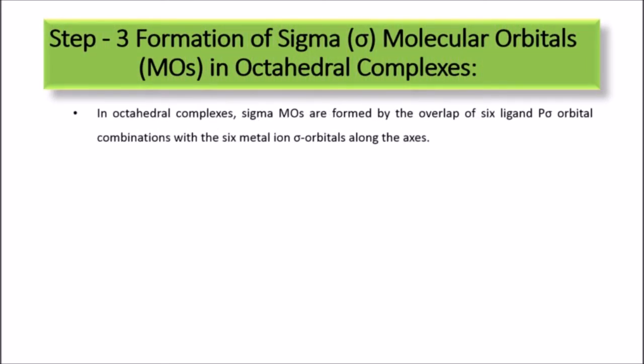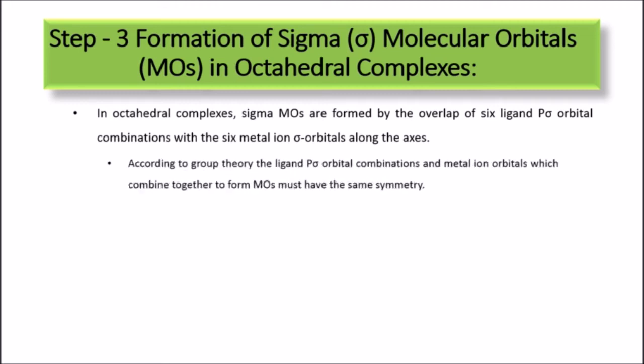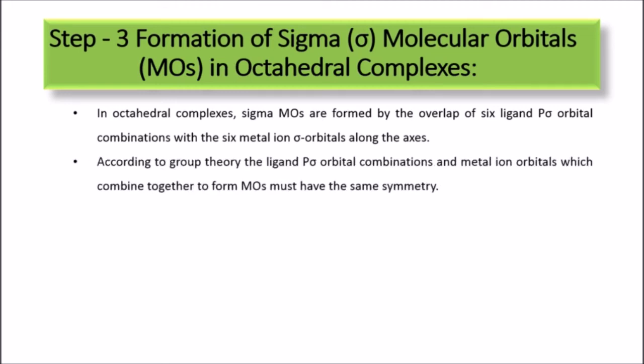In octahedral complexes, sigma molecular orbitals are formed by the overlap of 6 ligand p sigma orbital combinations with the 6 metal ion sigma orbitals along the axis. According to group theory, the ligand p sigma orbital combinations and metal ion orbitals which combine together to form molecular orbitals must have the same symmetry. If the symmetry does not match, overlapping is not possible. You need to keep it in mind.